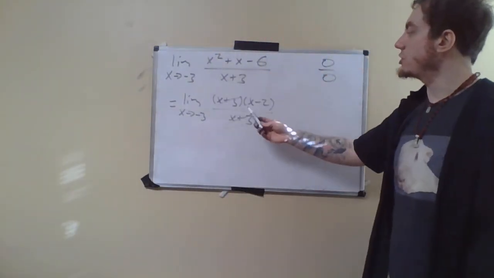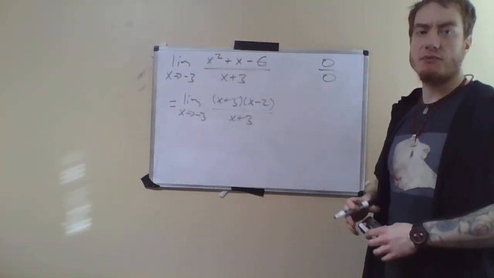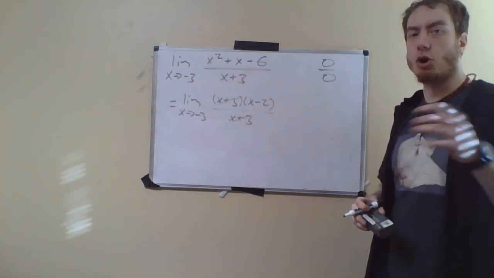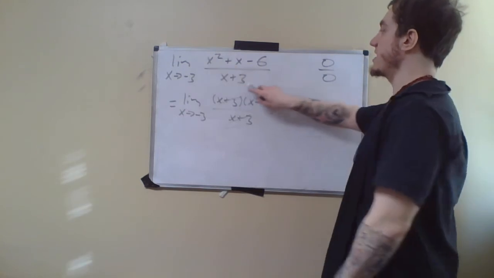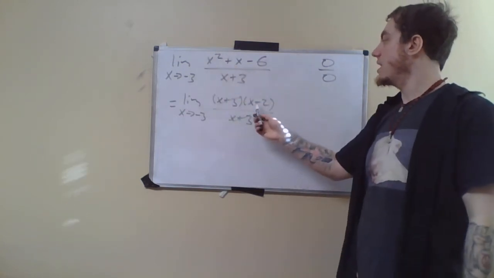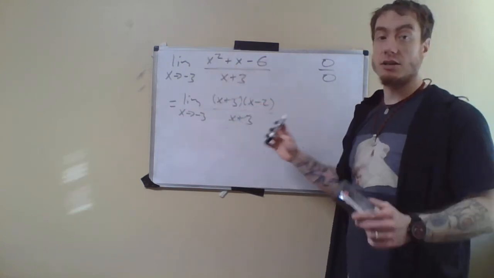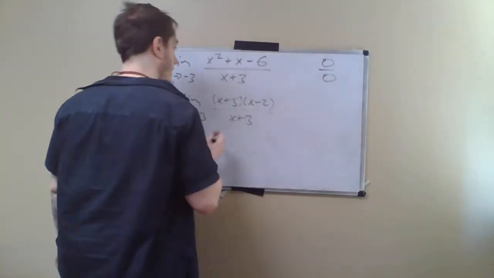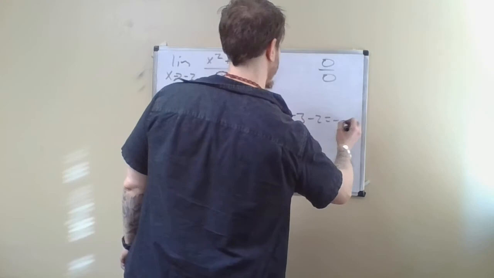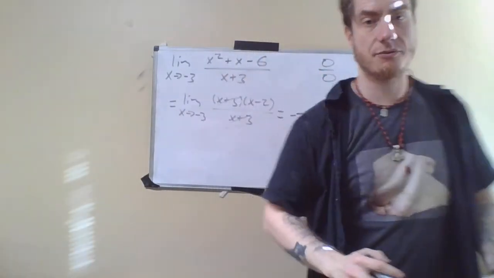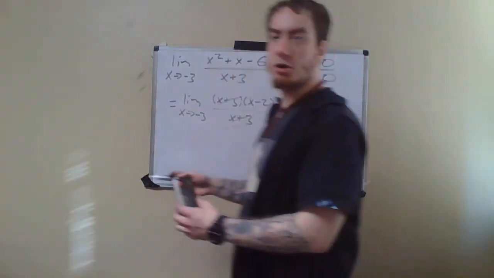In fact, what we are doing is creating a function that has a slightly larger domain than the original function. The domain of this thing does not include negative 3, but the domain of this one does include negative 3. But at this point, we can find the limit by evaluation. Negative 3 minus 2, and we get negative 5. There we go, we're done.